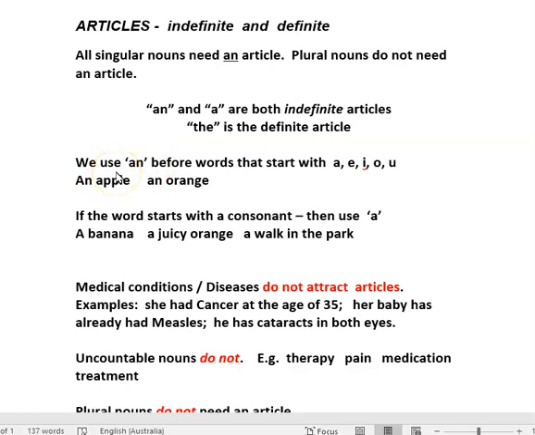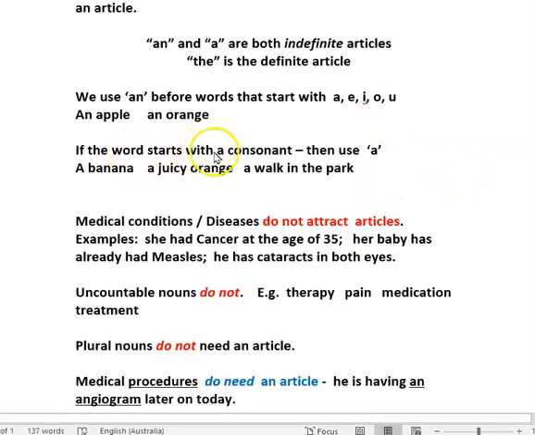We use an before words that start with a vowel, A, E, I, O, U. An apple, an orange. There's the A, there's the O. An ice cream, an umbrella. Right. If the word starts with a consonant, all the other letters, then use a: a banana, a walk, a juicy orange. Notice how J is the next letter. There's the O for orange. We don't talk about an juicy orange. The next letter following the article happens to be a consonant, so it's a juicy orange.